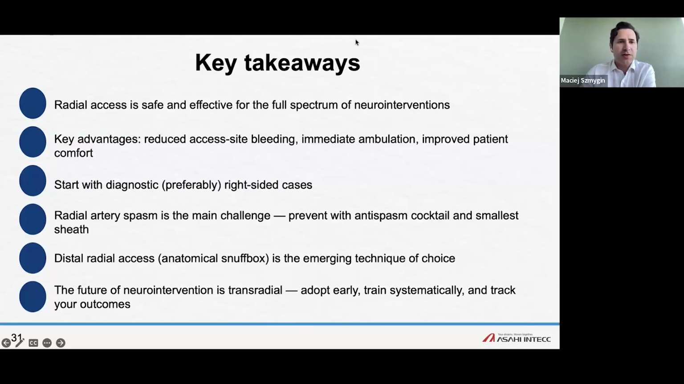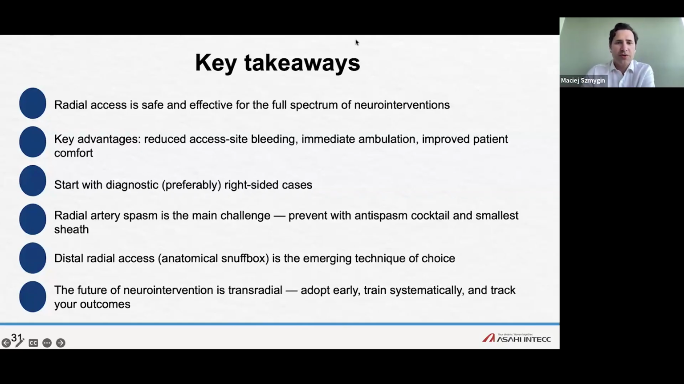Our recommendation is to start with diagnostic cases, and especially right-sided cases. Be aware that the radial spasm will occur. Always have prepared your antispasm cocktail and the smallest sheath. About the distal radial access, we will see.